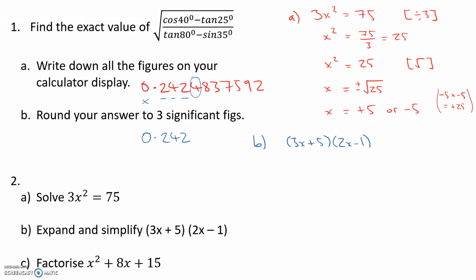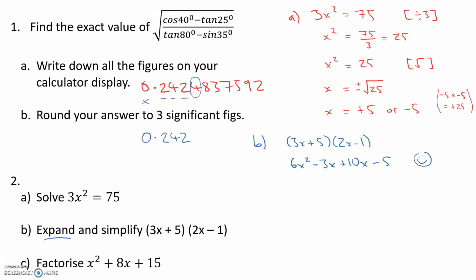So we're going to do the firsts. It's 3x multiplied by 2x. That's going to give me 6x squared. I'm going to do the outers. That's 3x multiplied by negative 1. That's minus 3x. I'm going to do the inners. That's plus 5 multiplied by 2x. That is plus 10x. And I'm going to do my lasts. That's plus 5 multiplied by negative 1. That's minus 5. Okay, we've expanded.